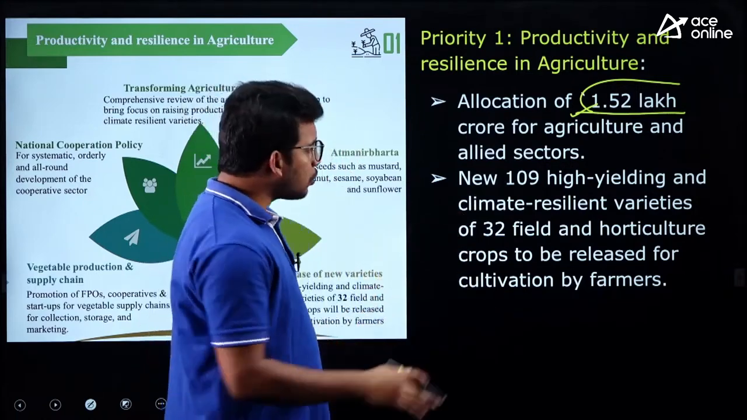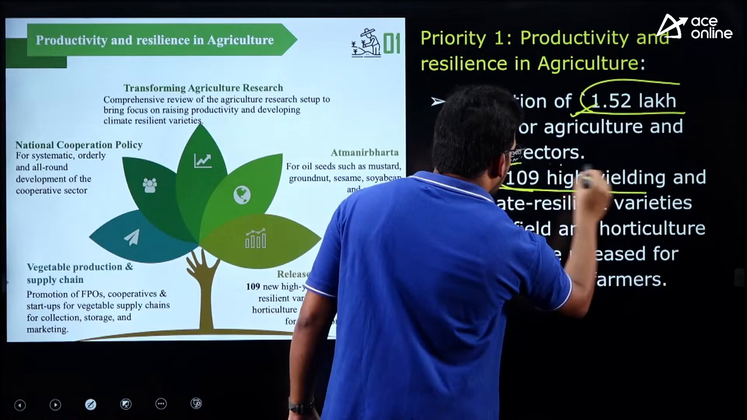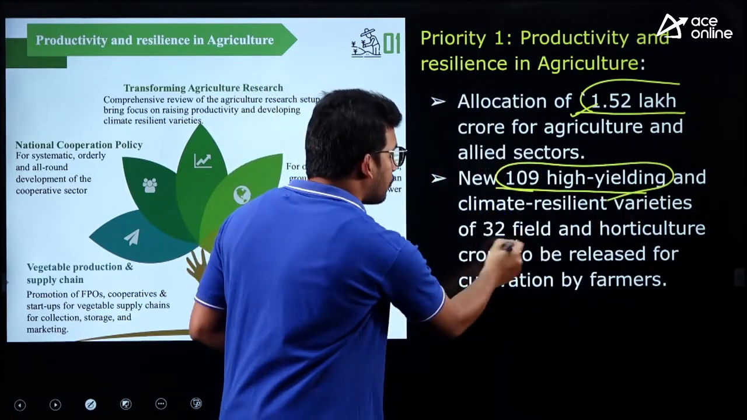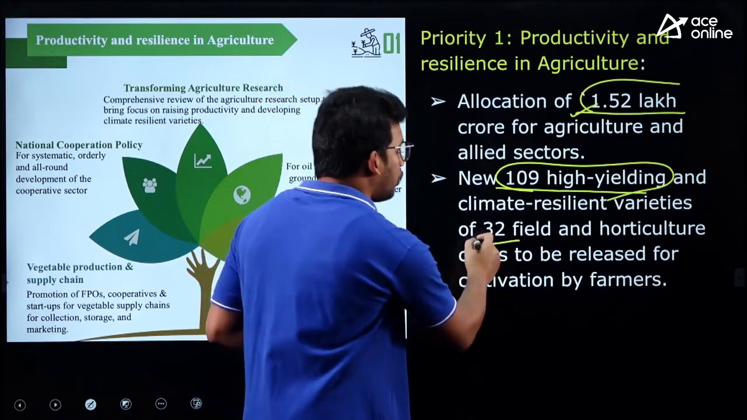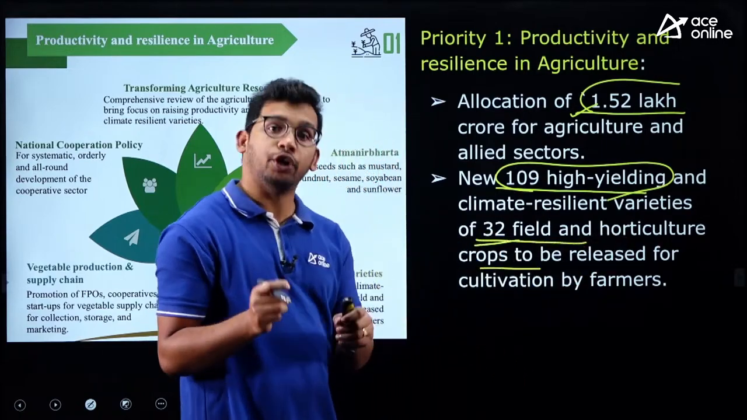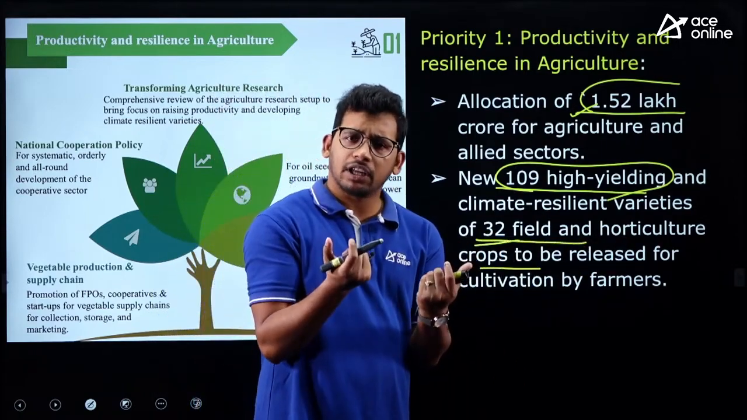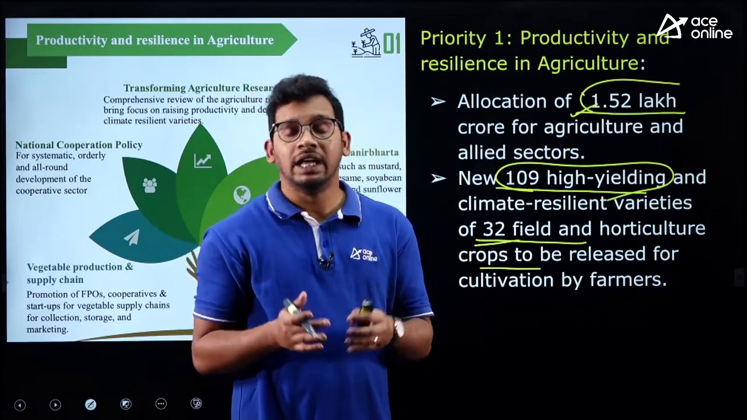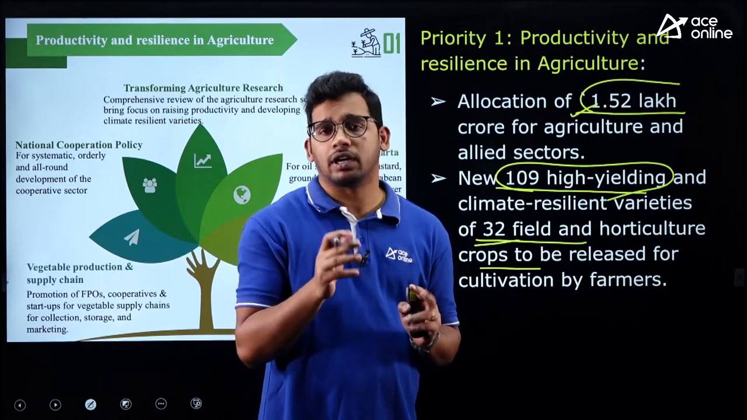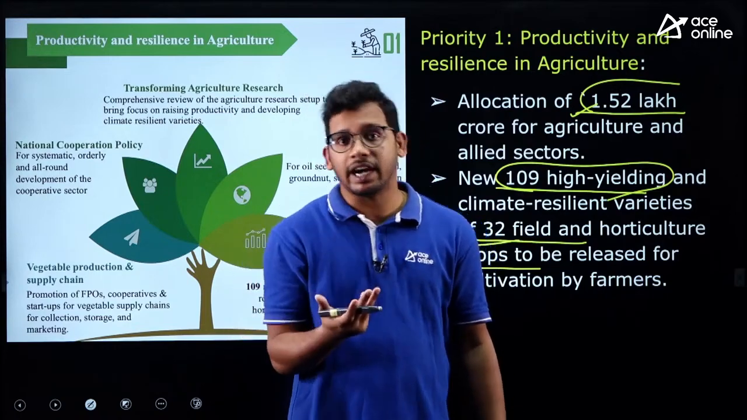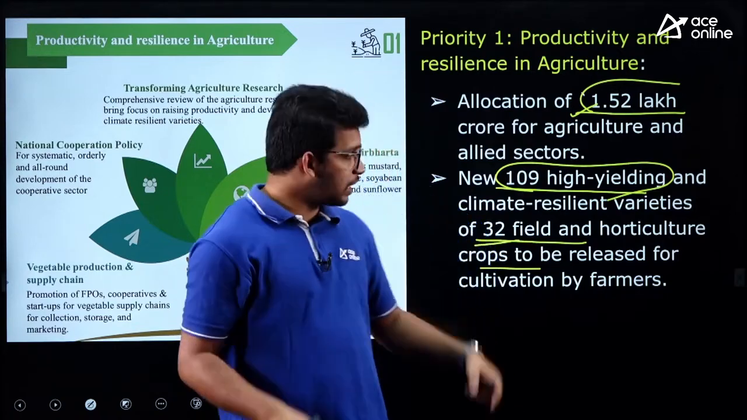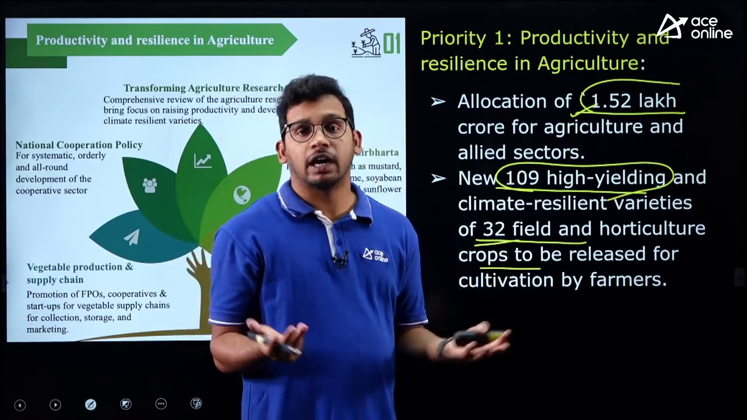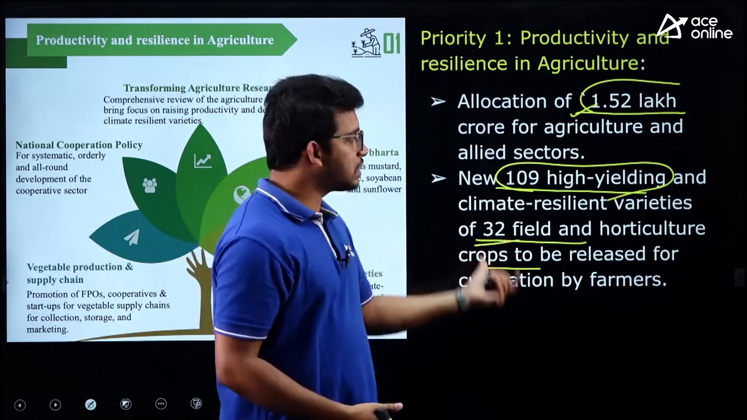Now also one more important thing the government is focusing on is 109 high yielding and climate resilient varieties of 32 field and horticulture crops that are going to be released, because whatever the varieties that we are using or producing now in terms of seeds, crops and all, pests have already adapted to them and they are resilient to these crops. That is why if the government comes up with new seeds, the productivity will increase, and the pest attack will also be reduced because these are new.